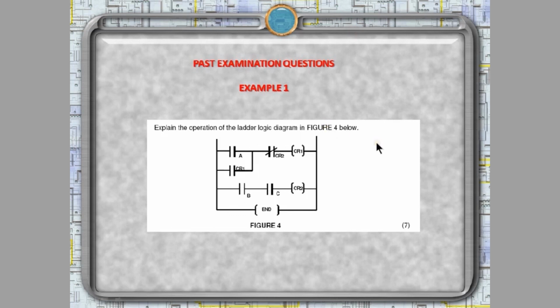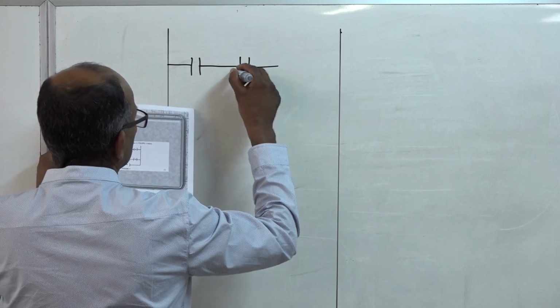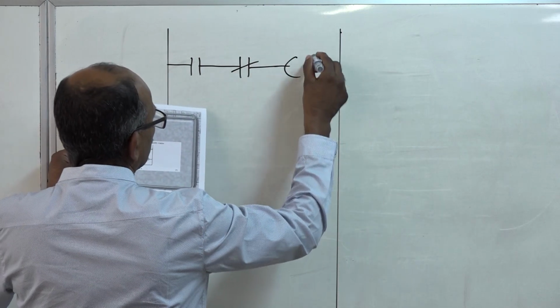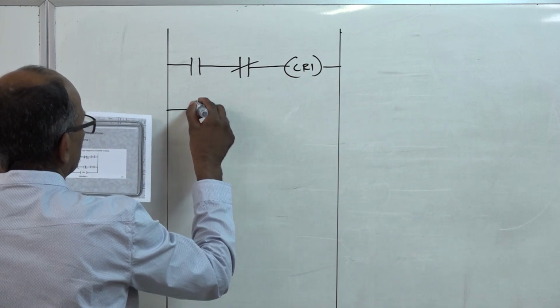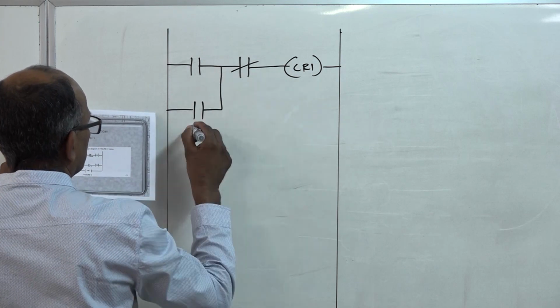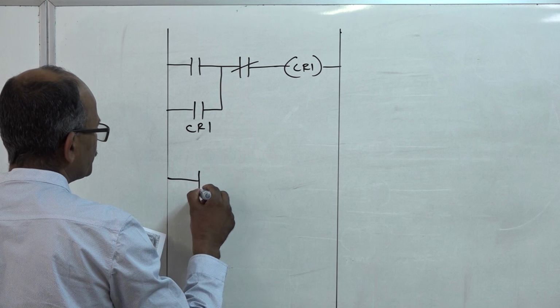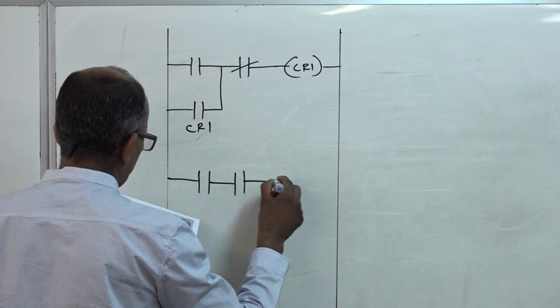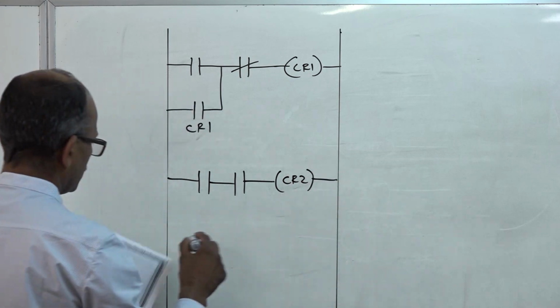Let's look at a typical example, all right? It says, explain the operation of the ladder diagram in figure 4 below. We have a normally open contact, a normally closed contact, and a coil CR1. We then have a latching contact, CR1. We then have 2 normally open switches, A and B, and CR2. Okay, end.